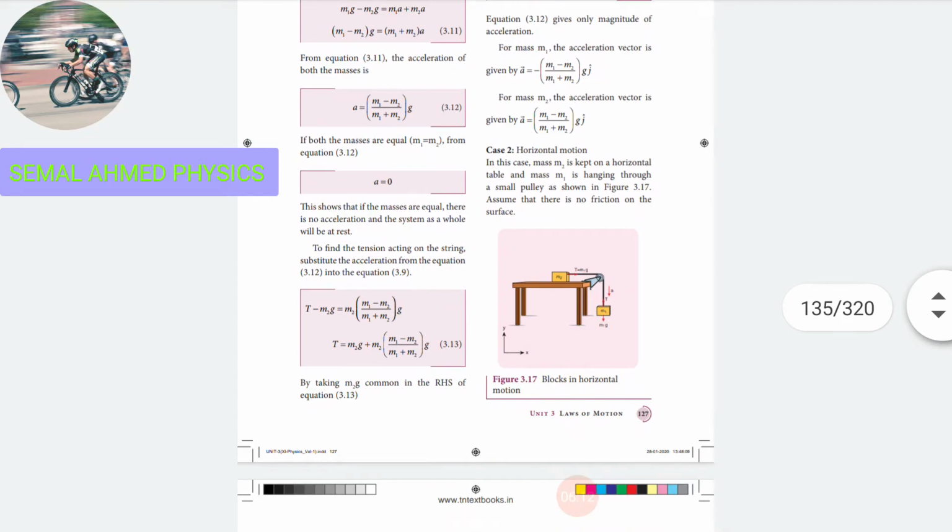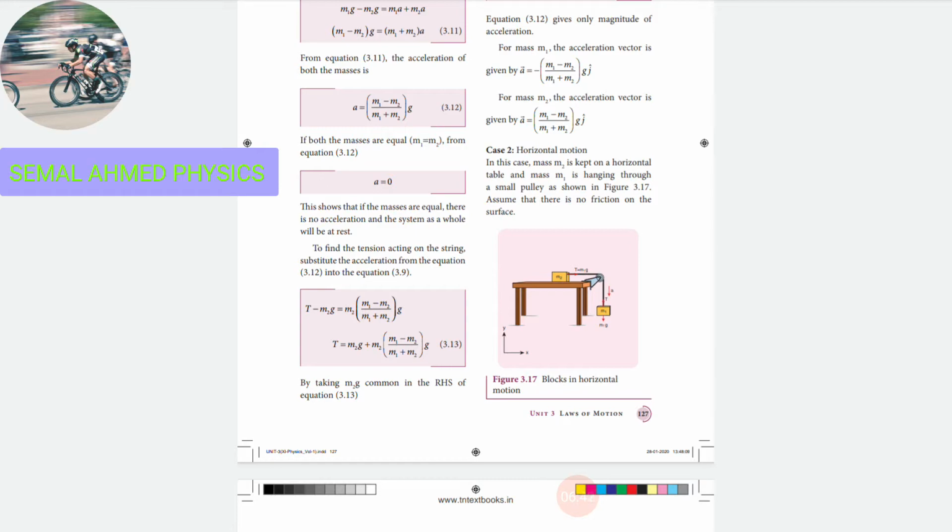So here, substituting the value from equation 3.12, we get T minus m2 g equals m2 a. Substitute m2 a in place of a: m1 minus m2 divided by m1 plus m2, whole bracket, g. So T will equal m2 g, which goes to the right-hand side and becomes positive. So m2 g plus m2 into (m1 minus m2 divided by m1 plus m2) into g.